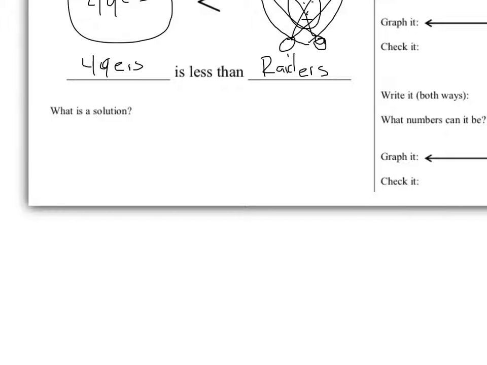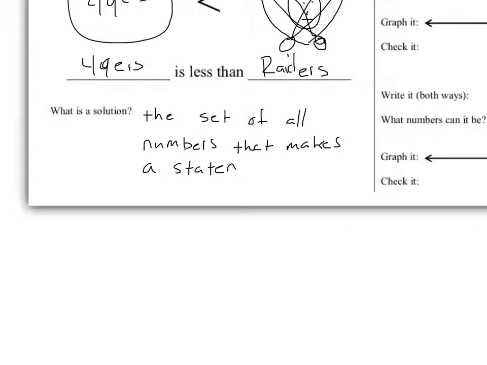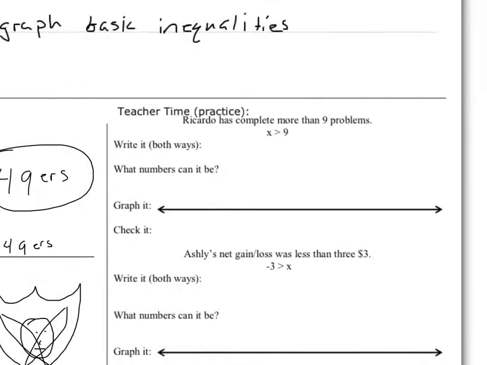So when we talk about the word solution from here on out, we need to make sure that we're thinking about the solution as being the set of all numbers that makes the statement true. For the equations we've been working with, there has been exactly one number that makes the solution. But today we're going to look at some examples where that's not necessarily the case.